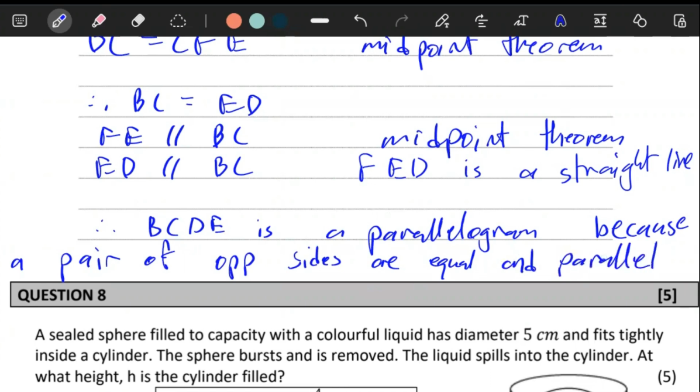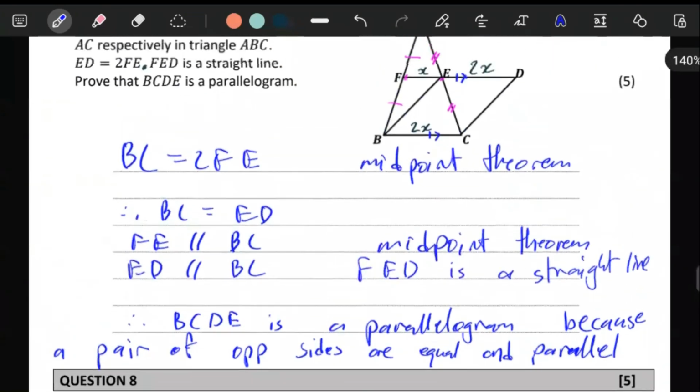You have shown that in your calculations. So that's good enough. Let's move on to the next question.